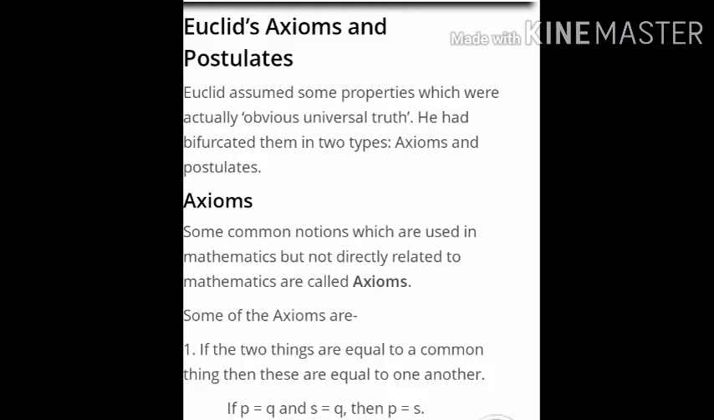Definition of axioms. Axioms are statements which are self-evident or assumed to be true within the context of a particular mathematical system. That means some common notions which are used in mathematics but not directly related to mathematics are called axioms. For example, when we say the whole is always greater than the part, it is a self-evident fact and does not require any proof. This axiom gives us the definition of greater than.